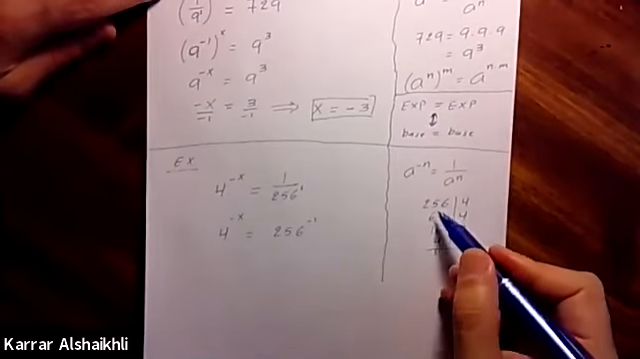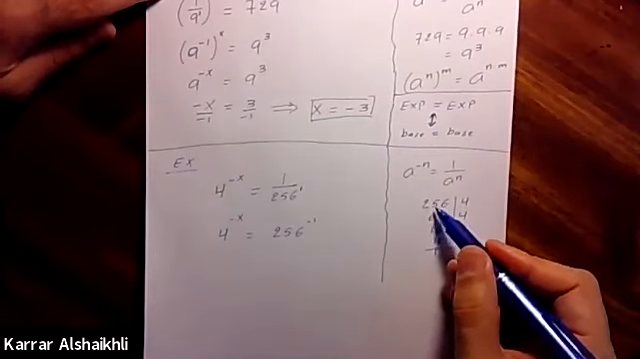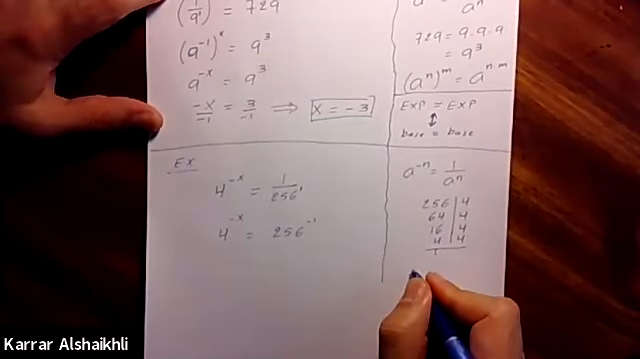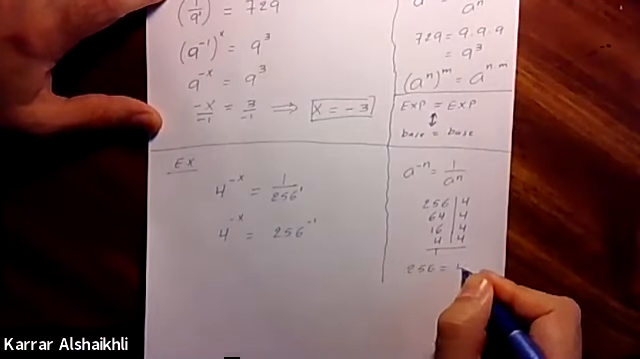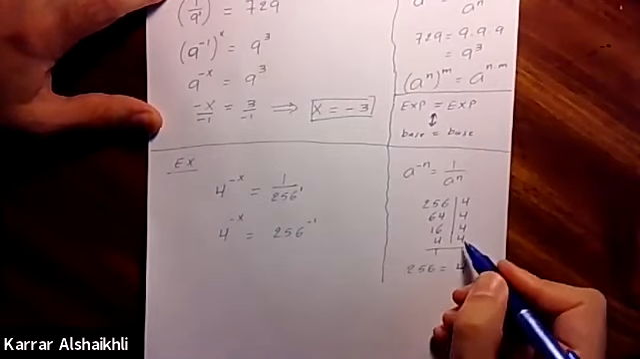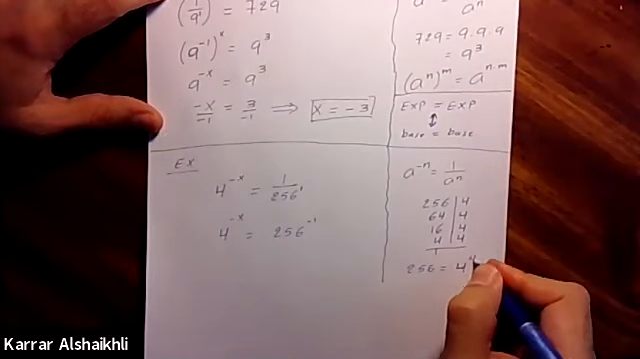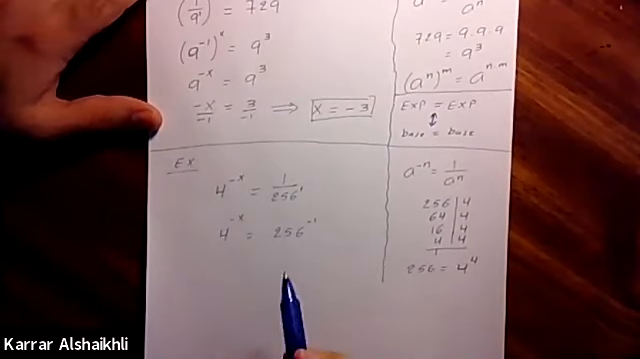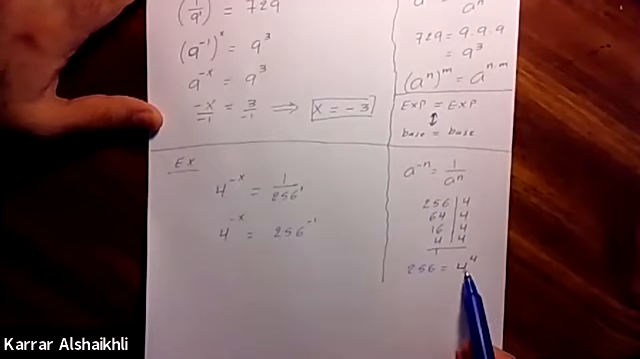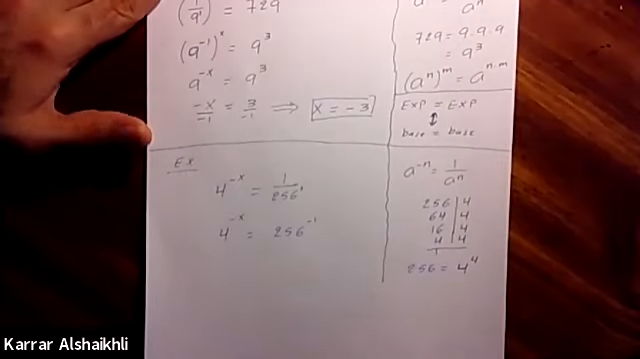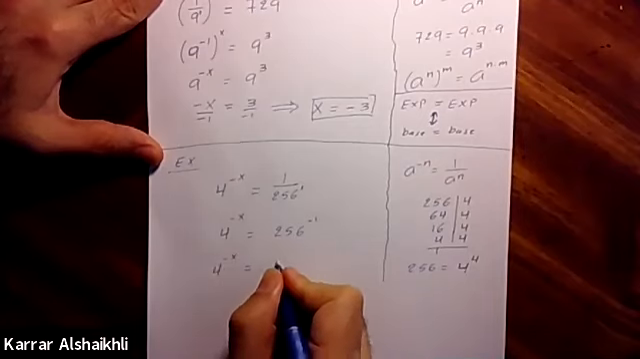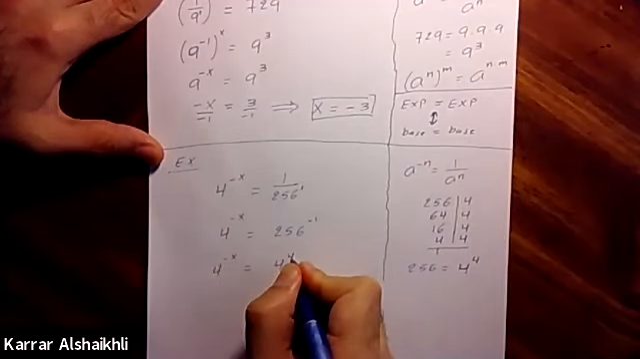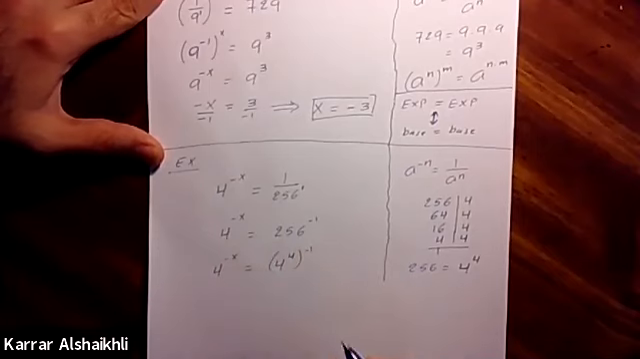That means 256, I can write it down as 4 to the exponent 1, 2, 3, 4. So instead of 256, I'm going to write down 4 to the exponent 4. So here is 4 to the exponent -x equal 4 to the exponent 4 and everything to the -1.